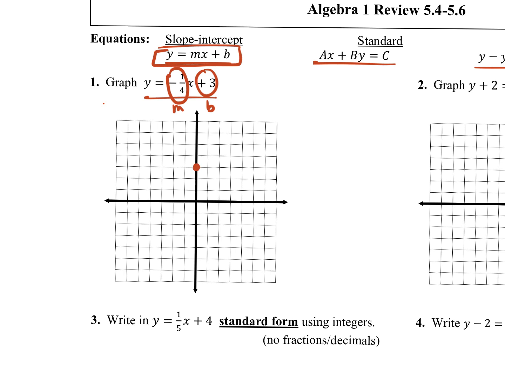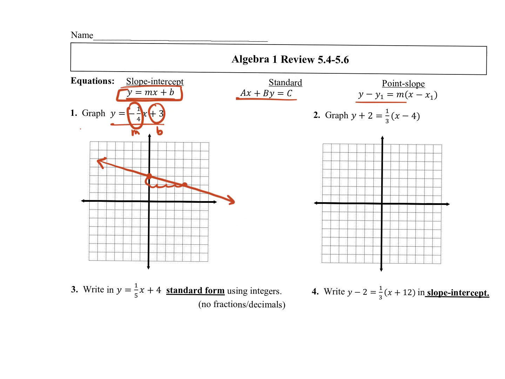Then you do your slope, and your slope is negative 1/4. So the negative takes you down 1. The 4 always takes you to the right. So your graph should look like that. Which I think I came around and checked most of yours, and they looked pretty good.